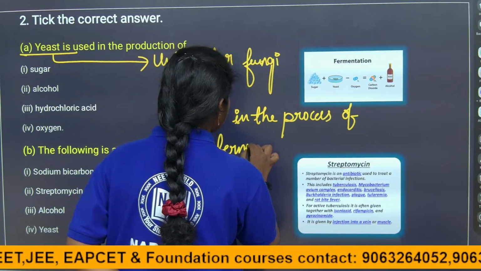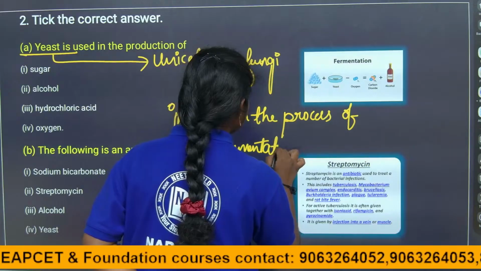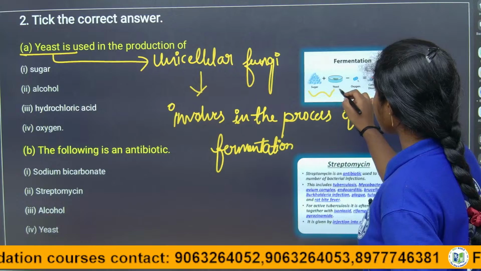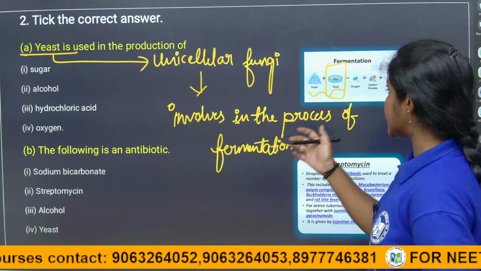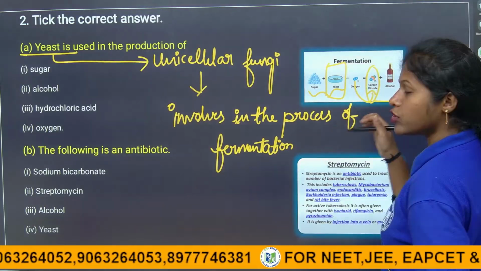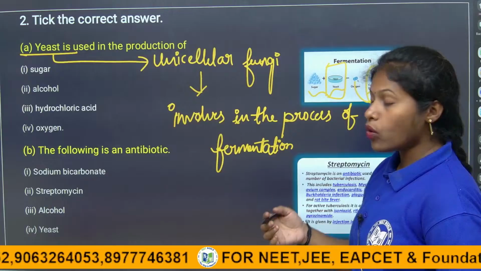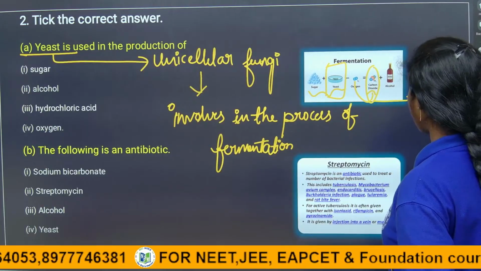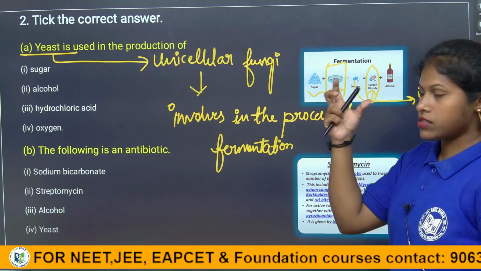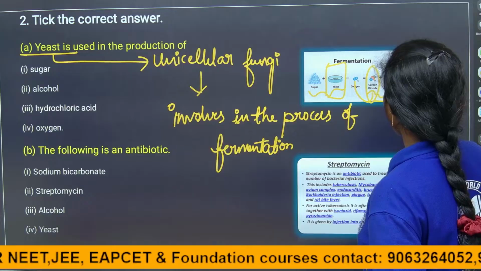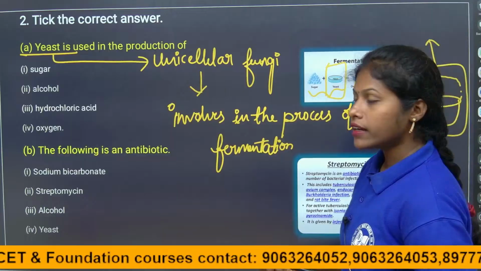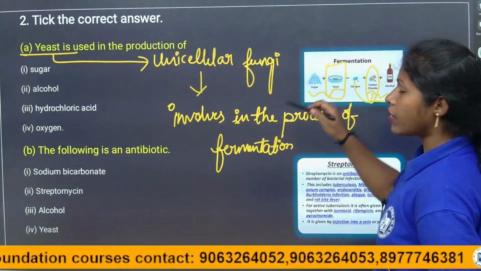What is meant by fermentation, children? Fermentation is nothing but the breakdown of sugar into alcohol. Sugar or glucose breakdown occurs with the help of the unicellular fungi yeast, which produces carbon dioxide. With the help of this carbon dioxide, the dough, like idli dough, rises. And it produces alcohol. In our day to day life we mostly see idli dough, right? It rises because of this fermentation process.